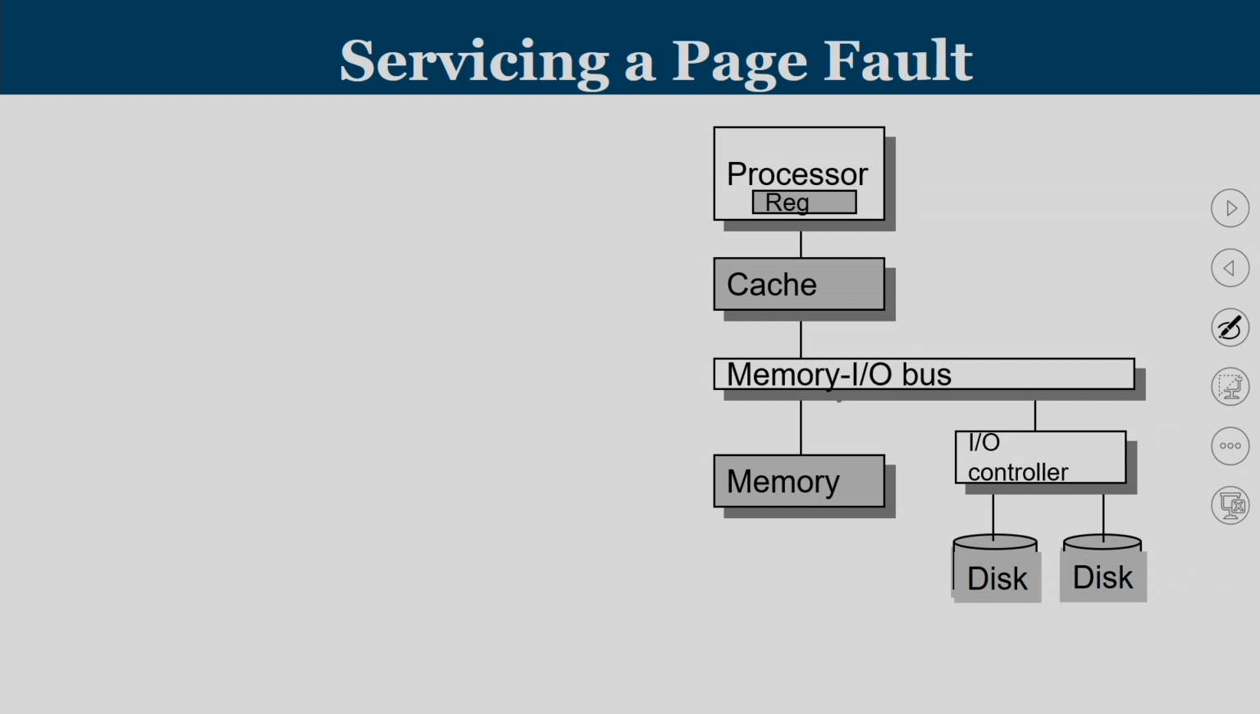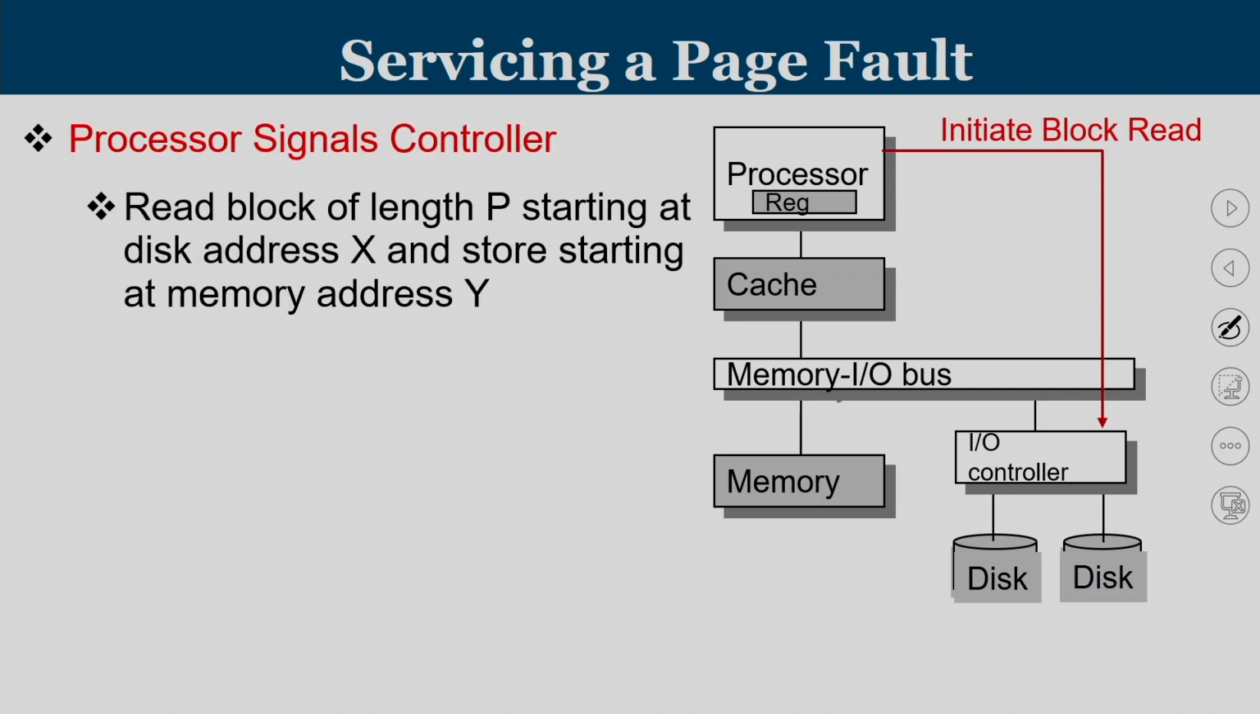Consider the case where you have a processor, a couple of registers, cache memory, the main memory, and then the I/O controller. There is a main memory bus that takes care of the transfer. In step 1, whenever there is a page fault, you have to take something from the disk and put it inside main memory. So you have to read a block of length p starting at disk address x and store it at y. Essentially you are telling how much to transfer from the disk: you have to transfer p bytes of data, starting at location x, and it should be stored from location y onwards in your main memory.